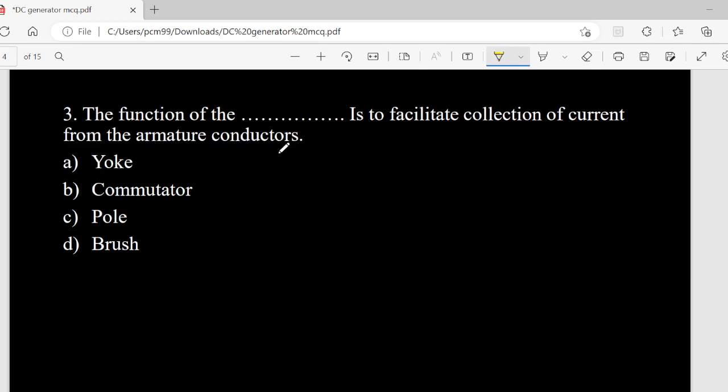Then what is the purpose of a carbon brush? The function of a brush is to collect the current from the commutator. Collection of current is the important term. If the question says collection of current from the armature conductor, you can write commutator as the correct answer. But if the question changes to collection of current from the commutator, you will answer brush. Okay. Next.